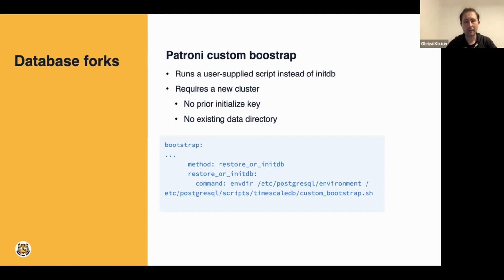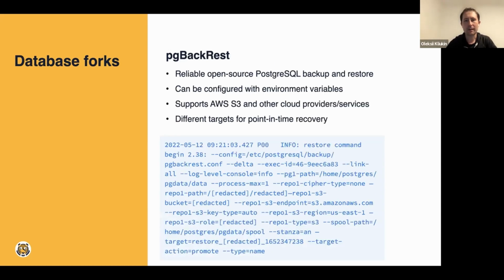Patroni has a YAML configuration, and in this YAML configuration, you can have a method. There can be different ones, and for each method, you can provide a command that runs this custom bootstrap. So our custom bootstrap relies on an open source Postgres backup and restore solution that is called pgBackRest. It's very flexible. It can be configured with environment variables, which is how you typically configure your pod. A pod has a container, and through this container we pass some data in the form of environment variables. It supports multiple cloud providers like S3 out of the box and can ship backups to S3.